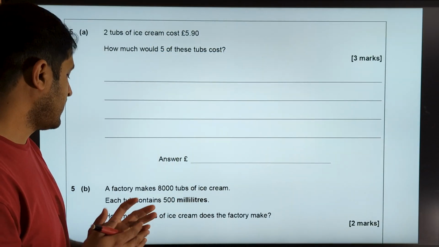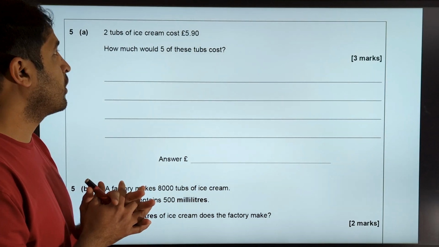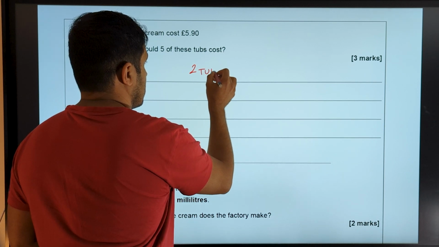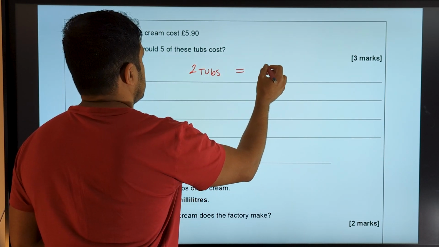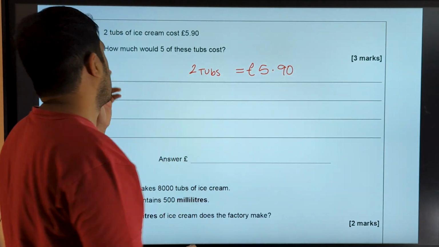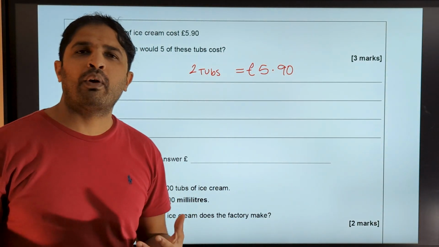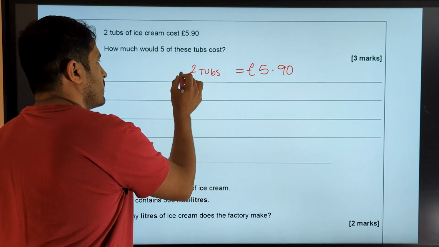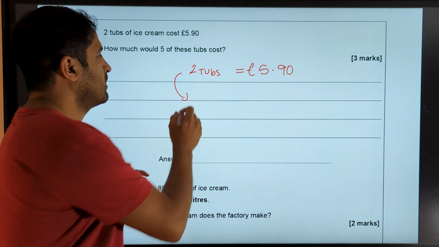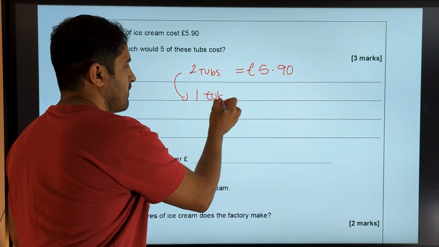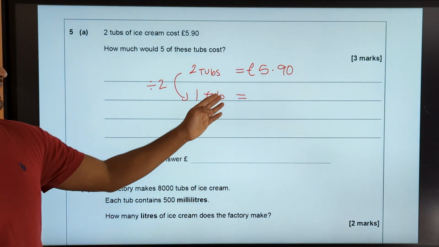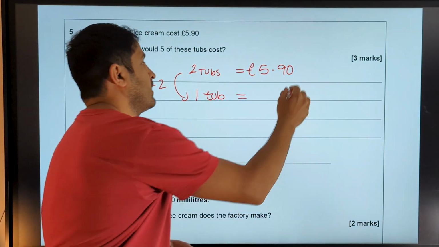All right, question 5A. 2 tubs of ice cream cost £5.90. How much will 5 tubs cost? So we're going to work out the unitary method. So work out the cost of 1 tub. Obviously if 2 tubs cost you £5.90, 1 tub will cost you half of that. So I'm dividing the left hand side by 2 to get to 1 tub, so I have to divide the right hand side by 2 as well.